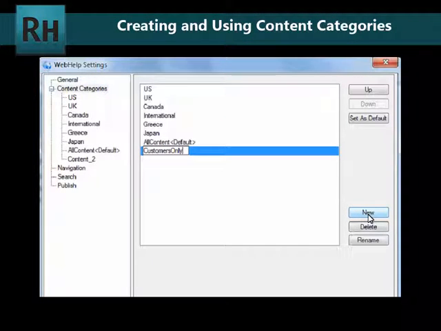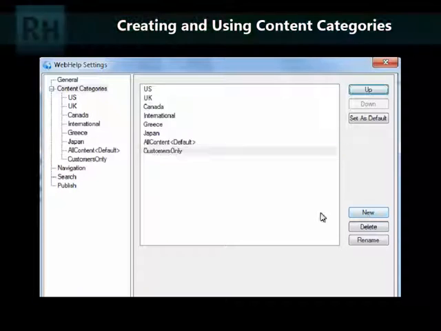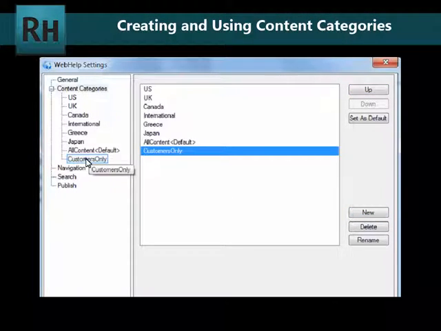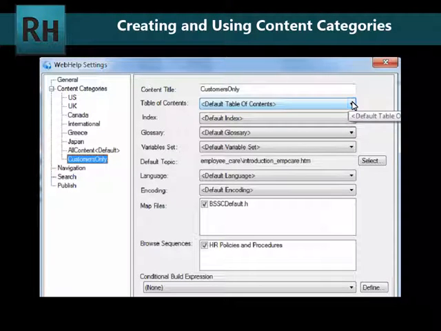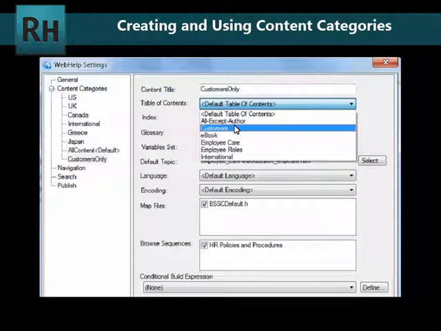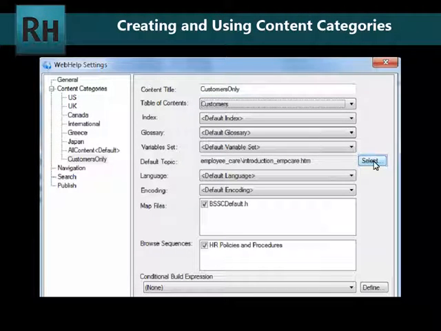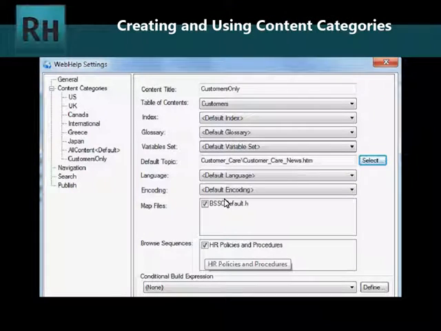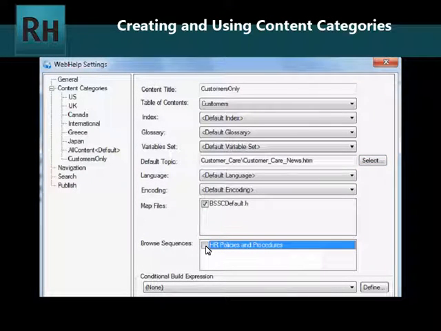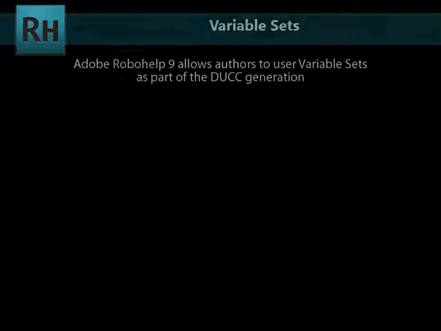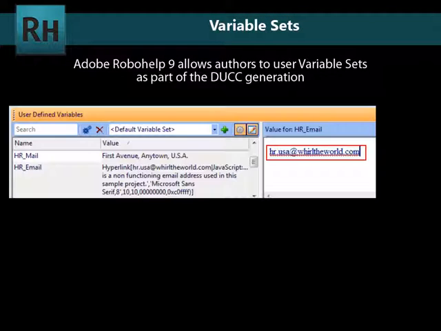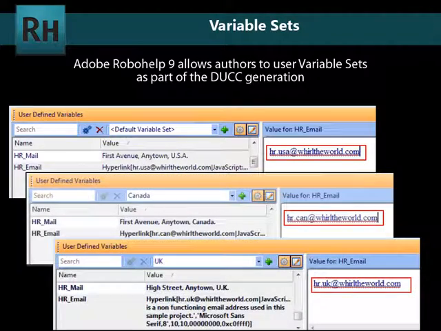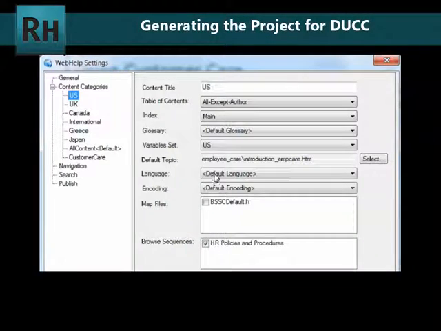In this case, we'll add the new category called Customers Only. We have created a separate table of contents for customers. We can set a specific default page for these customers that will automatically appear when they go to this category. In this case, the author elects not to show the browse sequence. With user-defined variable sets, it's easy to have different email addresses and other data change with the category. And here's how easy it is to generate the project so we can see how it works.